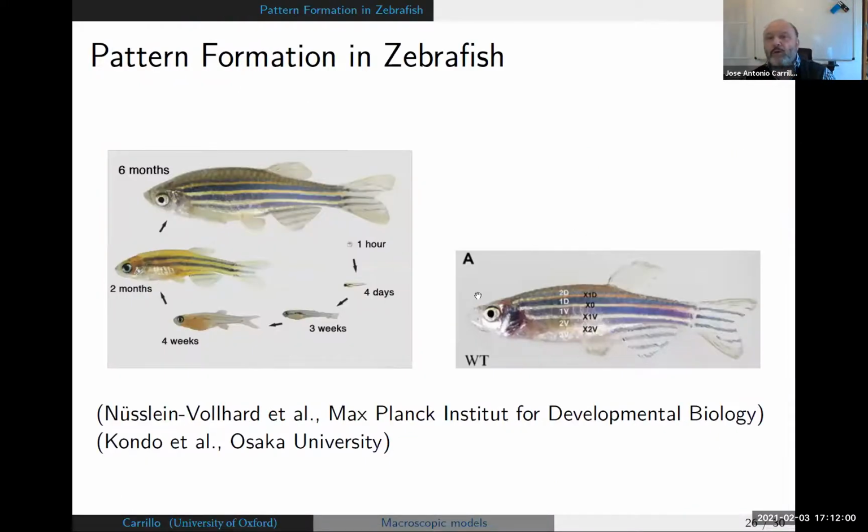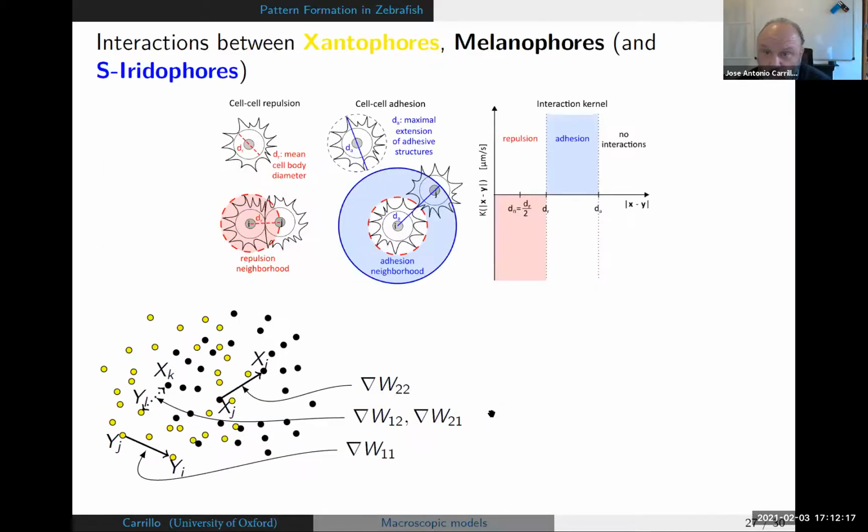Okay, let me now go back to the second experiment that triggered my attention, the second phenomenon, which is the pattern formation, the stripe formation in the skin of zebrafish. So let me start by introducing some of the types of cells that are important here, that are responsible for the formation of the patterns on the skin of the zebrafish.